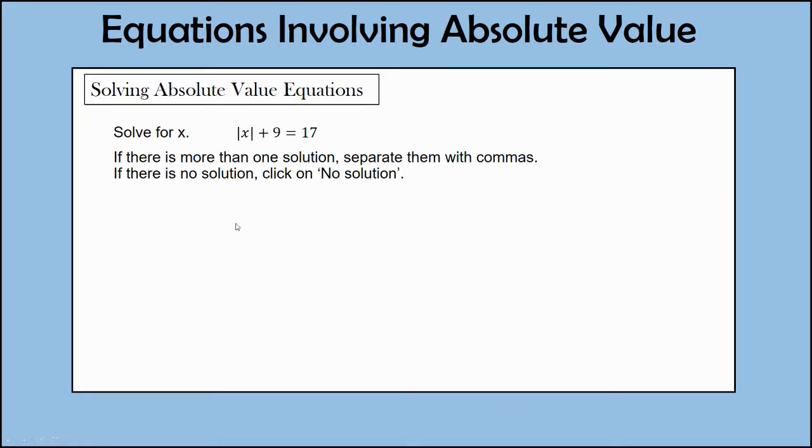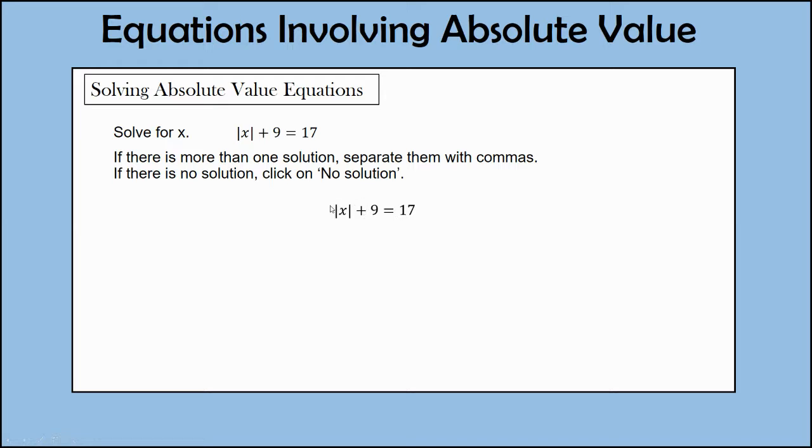Okay, let's take a look. So here's my equation. The absolute value of X plus 9 has to equal 17. The directions say if there's more than one solution, separate them with commas. If there's no solution, click no solution. All right, so here's our problem. Absolute value of X plus 9 equals 17.